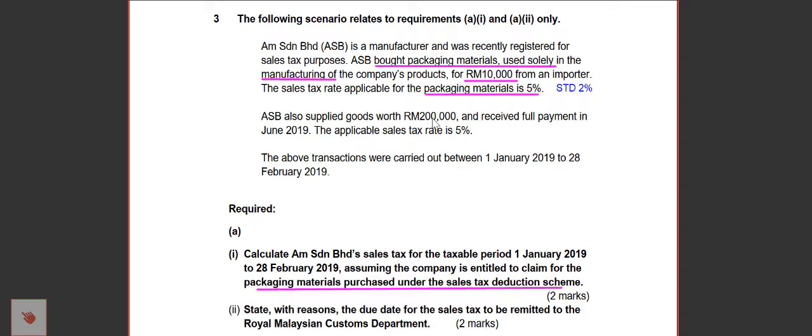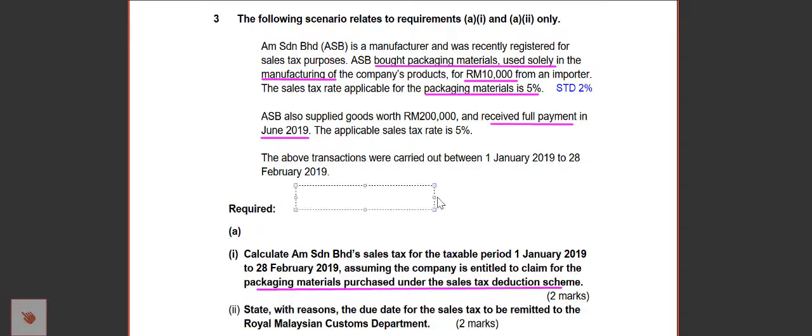AM also supplied goods worth 200,000 and received full payment in June 2019, and the sales tax is 5%. Now, the above transactions were carried out in January to 28 February. Now, they purposely want to confuse you with the date payment received. Now, sales tax is accounted for using accrual basis, correct or not? So, when the goods are sold, you account for it. So, how much will the sales tax payable be?